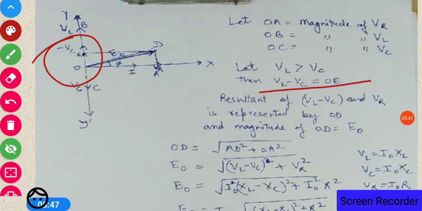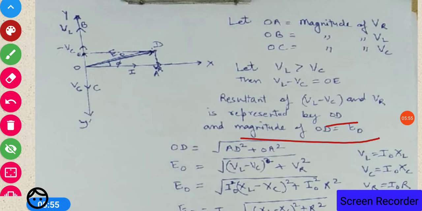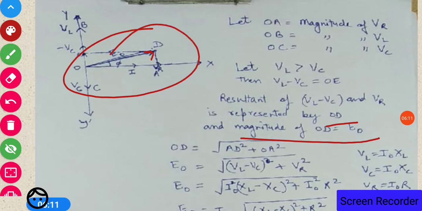So according to this, the resultant is represented by vector OD, and the magnitude of OD will give us the E naught, that is the maximum voltage applied. E is equal to E naught sin omega t. तो वहाँ जो E naught की वैल्यू है, that will be represented by the magnitude of OD. अब इस डायग्राम में अगर आप देखें तो OD is AD square plus OA square under root.